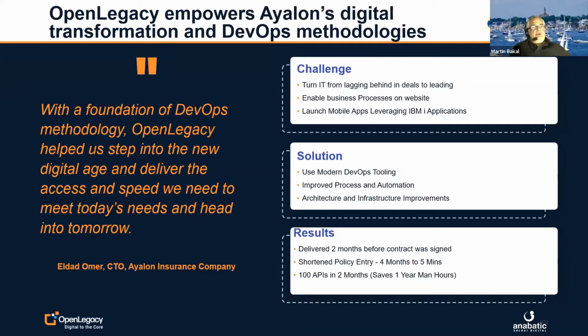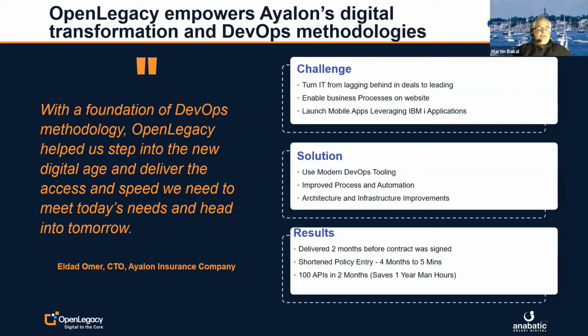They also shortened their policy entry from 4 months, they said, to about 5 minutes, because everything was automated through the process instead of having to get certain sign-offs and other things. And in general, they're producing 100 APIs in 2 months to be able to get this done. This is an incredible type of work that they were saying they couldn't do before.